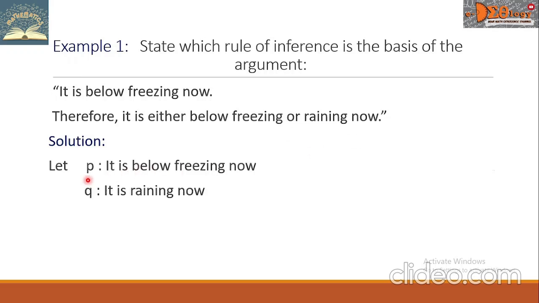We denote P as it is below freezing now. We denote Q as it is raining now. For the first sentence, this is symbolized by P. And the second sentence, this is now the conclusion, P or Q. The rule of inference here is addition rule.